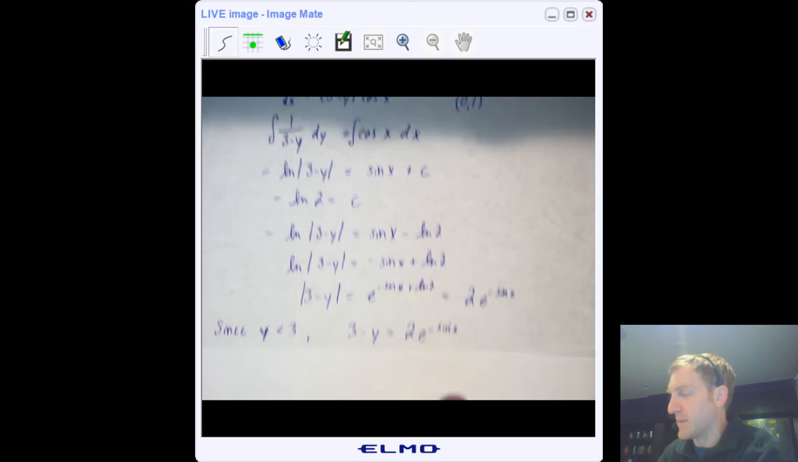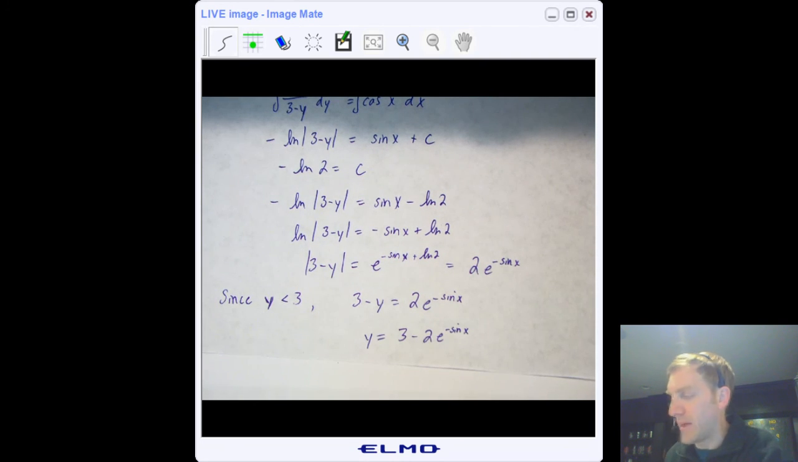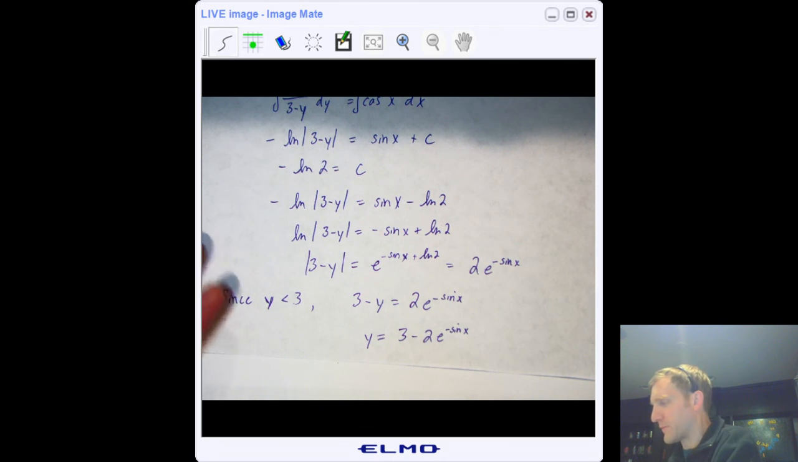And the last step then is to just get y by itself. So add the y, subtract that, and you get 3 minus 2 e to the negative sine x is your final answer. All right, so let's check where all those points come from.